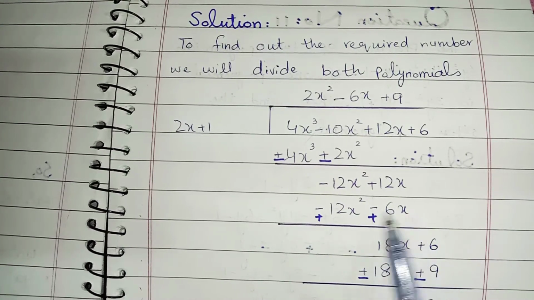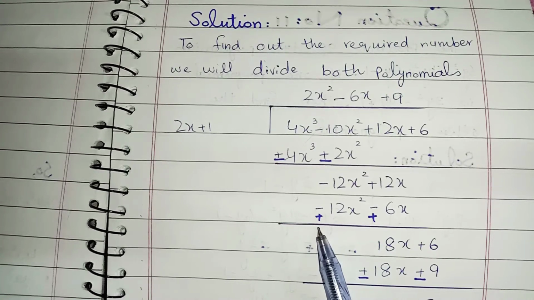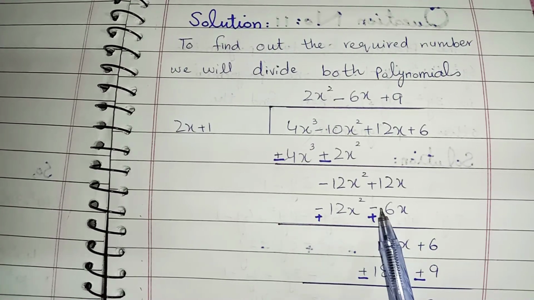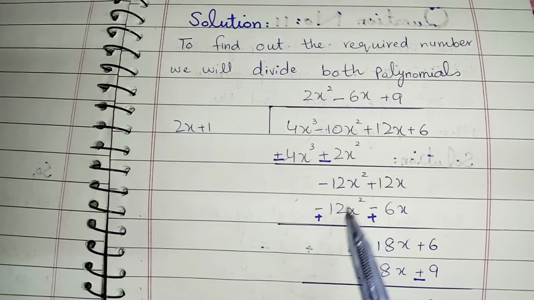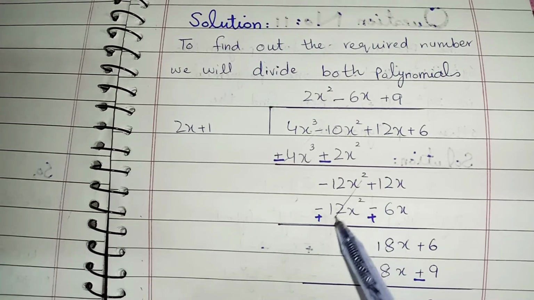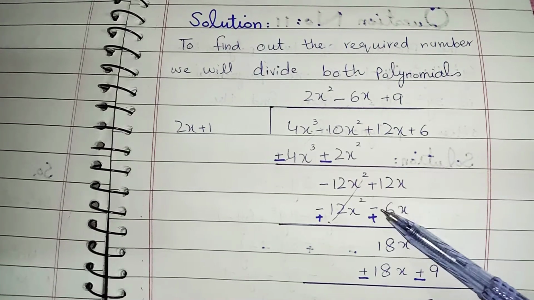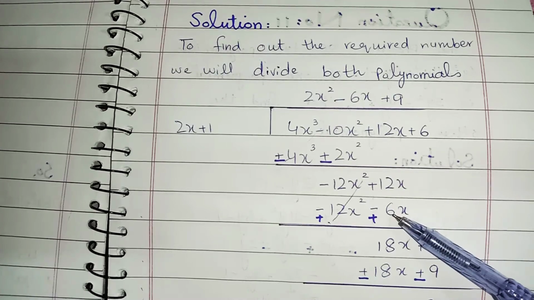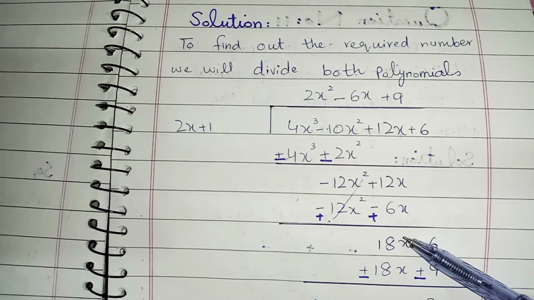Next step is to change the sign. When we change the sign, here we have minus, it will change into plus, and here we have minus, it will change into plus. Both terms are same but having opposite sign will cancel out. Now here we have plus and we are adding both terms. By adding both terms we get 18x.